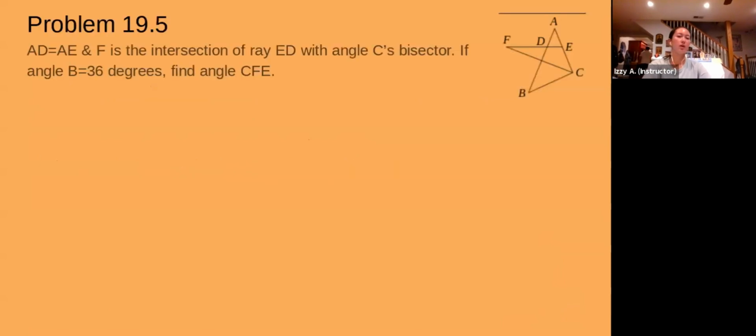It deals with assigning variables, and we're going to start the section off with a problem. AD is equal to AE, and F is the intersection of ray ED with angle C's bisector. If angle B is equal to 36 degrees, find angle CFE.